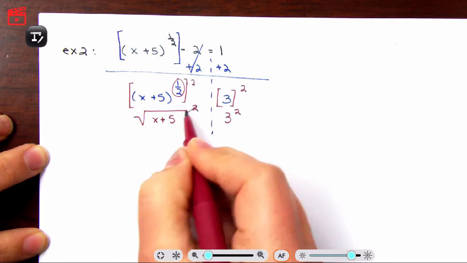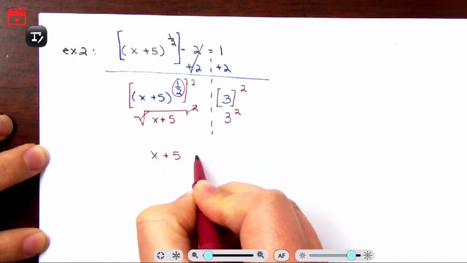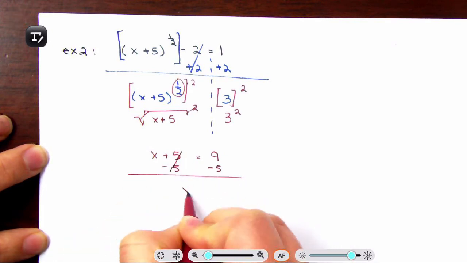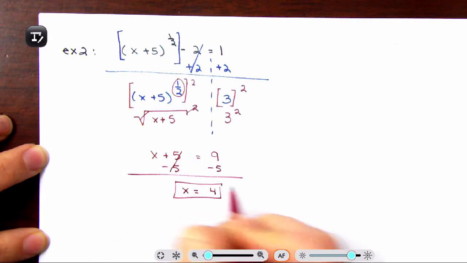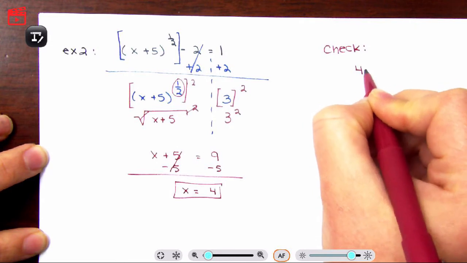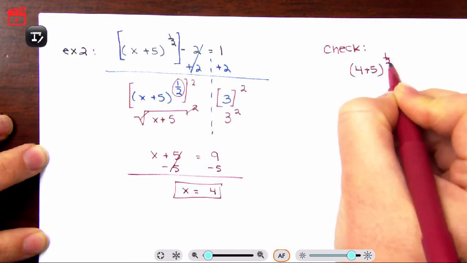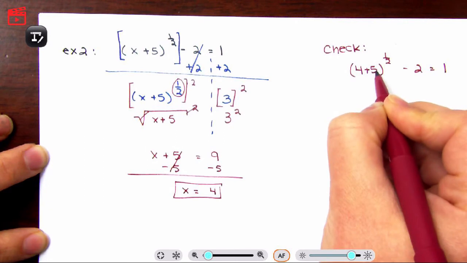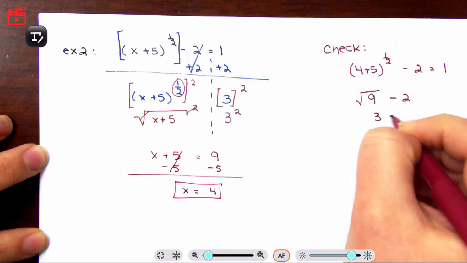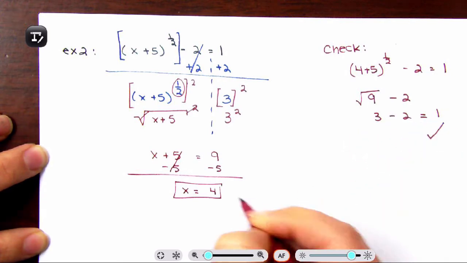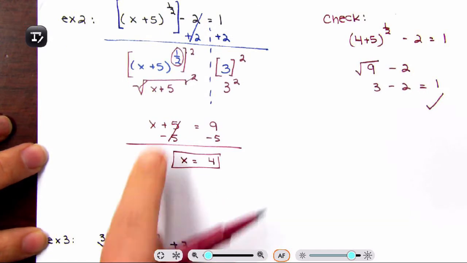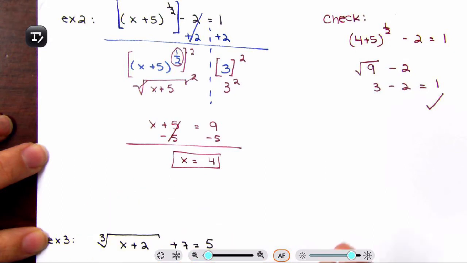So when I square both sides, that goes away. I have x plus 5 is equal to 9. I'm going to subtract 5 from both sides. So I have x is equal to 4. Double check my answer. Make sure it gives me what I need. 4 plus 5 to the 1/2 power minus 2 is equal to 1. Let's check. 4 plus 5, that's 9. That's the square root of 9 minus 2. 3 minus 2 is, in fact, equal to 1. So therefore, this is one of our solutions. Well, the only solution, because we only had x here. Notice that x did not have an exponent, so I did not move everything over to one side.